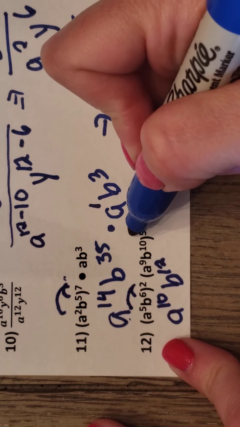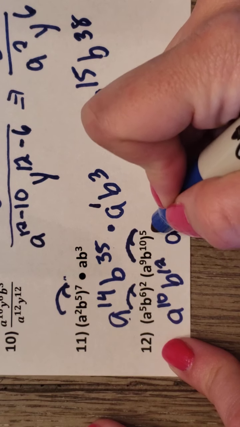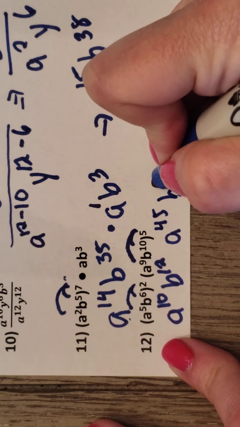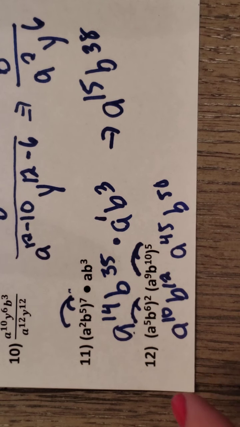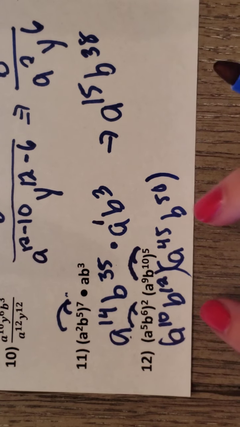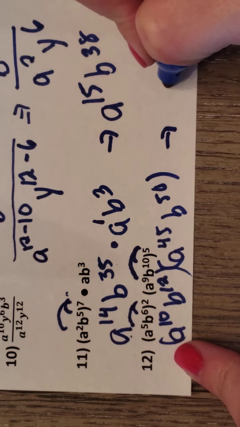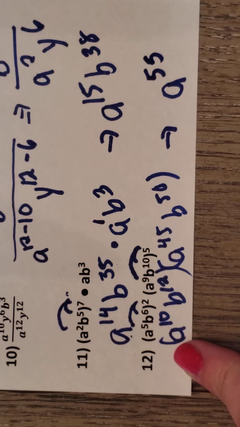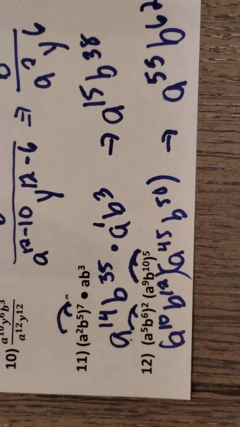This 5, again, the arrows only go to the parenthesis it's attached to. So we have a to the 45th now, b to the 50th. And technically, there are parentheses. So we have 2 sets of parentheses. So now we know we're multiplying like bases, which means we do what to our exponents? We add them. So we have a to the 55th, b to the 62nd, and we are done.